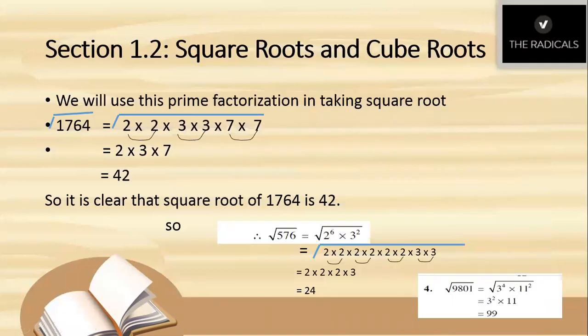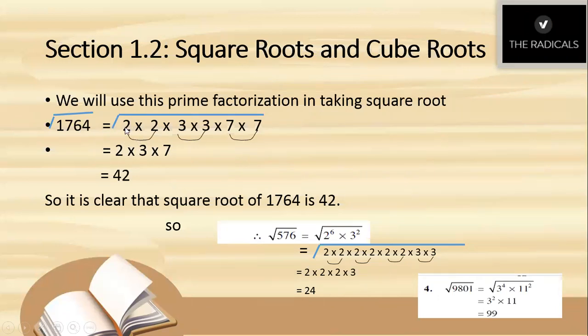We'll use the prime factorization in taking square root. So again, come back to square root. Now, we all know how to take the prime factorization. So the number which is inside the square root sign, 1764, is to be taken for the square root. So go and take the prime factorization, but now the product of the prime factors are written under the radical sign, under the square root sign.